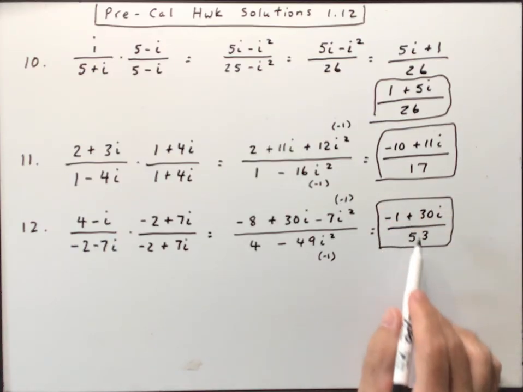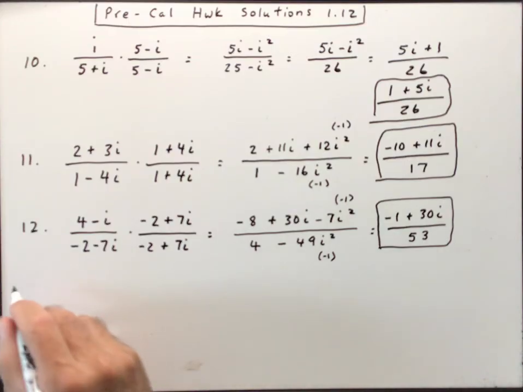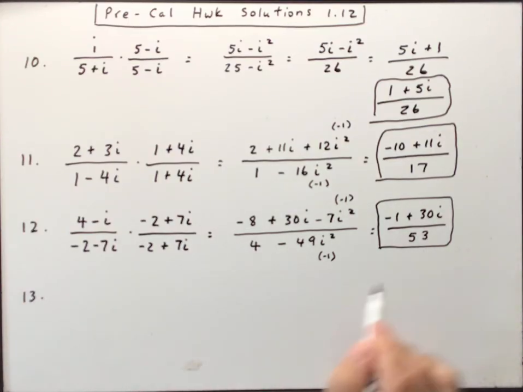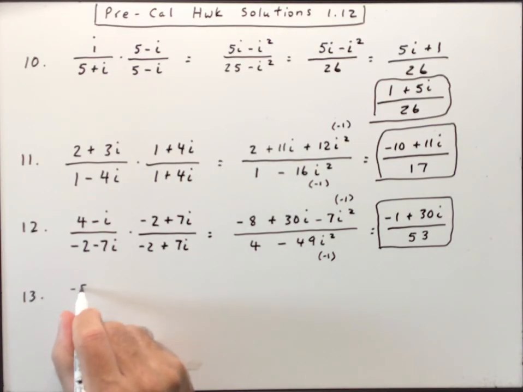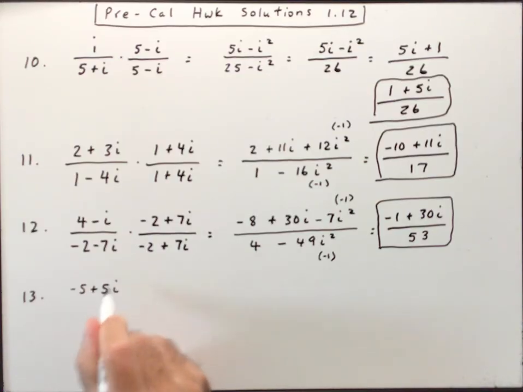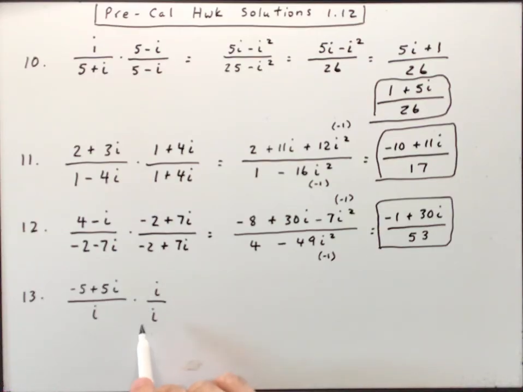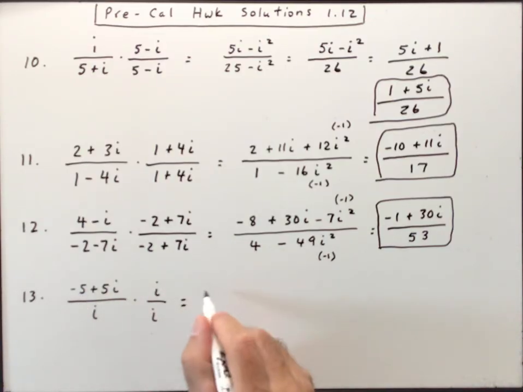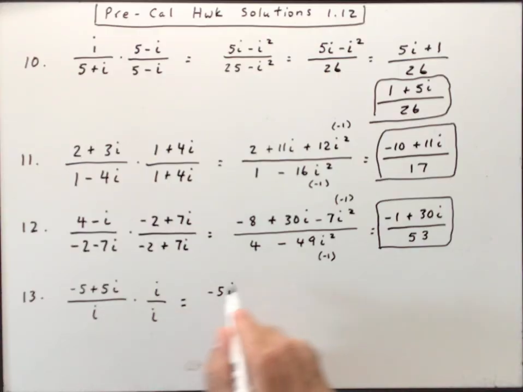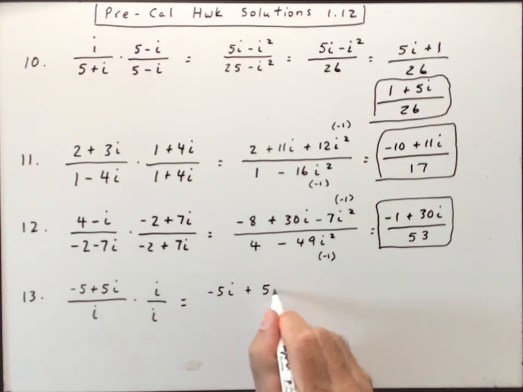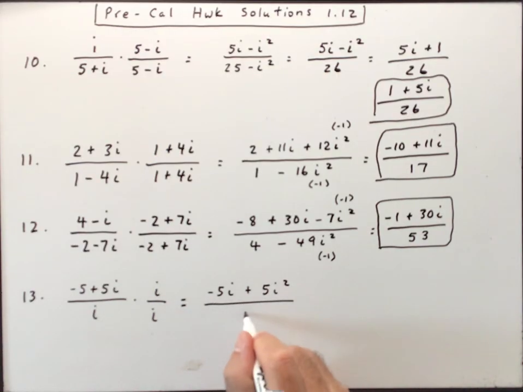So it didn't give you any that can really be simplified so far once you get to that answer. And then number 13, negative 5 plus 5i over i. In this case, when it's i, we can just multiply by i over i. If you want to do negative i over negative i, be my guest, but that's the same as i over i because the negatives will cancel. So we would have negative 5i plus 5i squared over i squared.